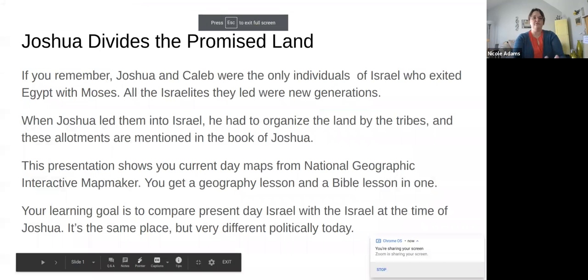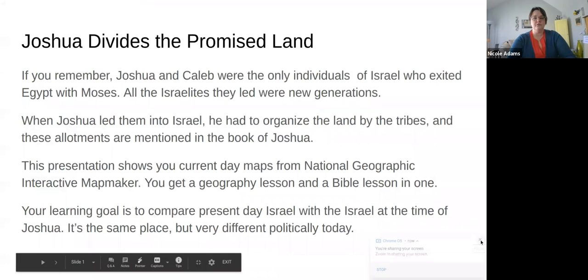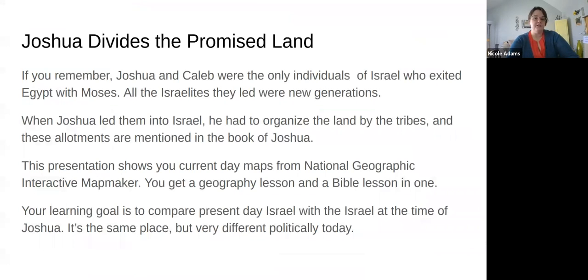And I want you to use these to learn a little bit about how Joshua divided up the land of Canaan. When the Israelites finally crossed the Jordan River and God allowed them into Canaan, Joshua had to take the time to divide up the land. And so we're going to use maps to kind of give you an idea of what Israel looks like then, as well as what Israel looks like now.